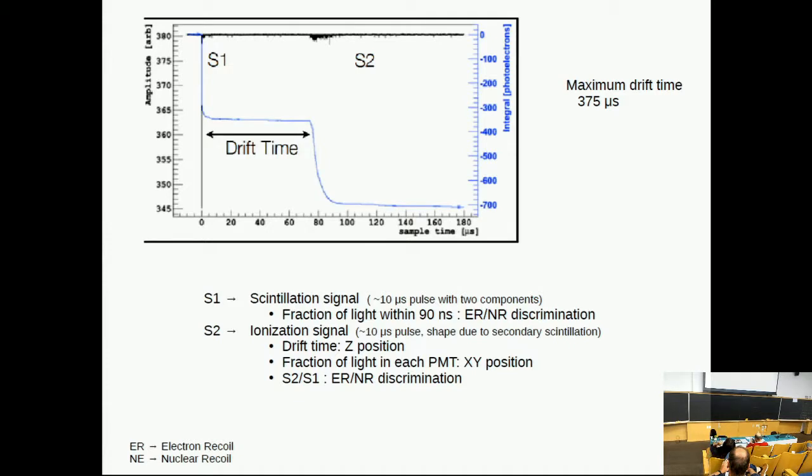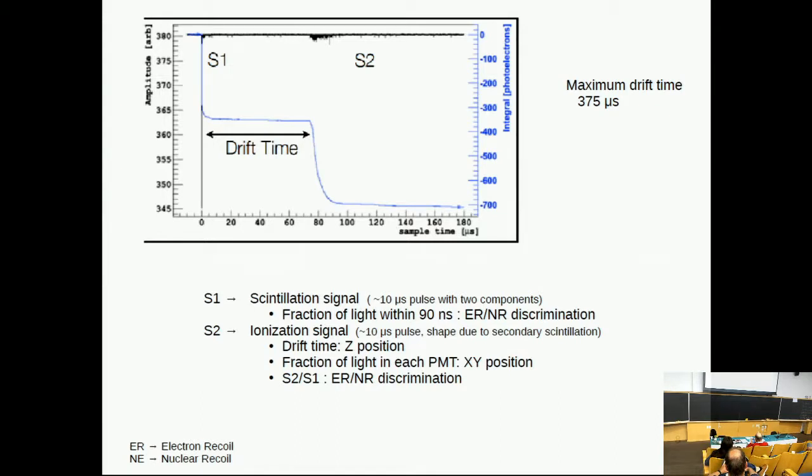Here I show an example of a typical event. You have an S1 and then you have an S2. The S1 is what we call the scintillation signal. It's a 10 microsecond pulse with two components. And the fraction of light within the first 90 nanoseconds, the so-called F90, is very powerful in discriminating between electron recoil and nuclear recoil. The S2 signal, the ionization signal, which is the electrons drifting in the chamber and producing electroluminescence light, is very important for three reasons.